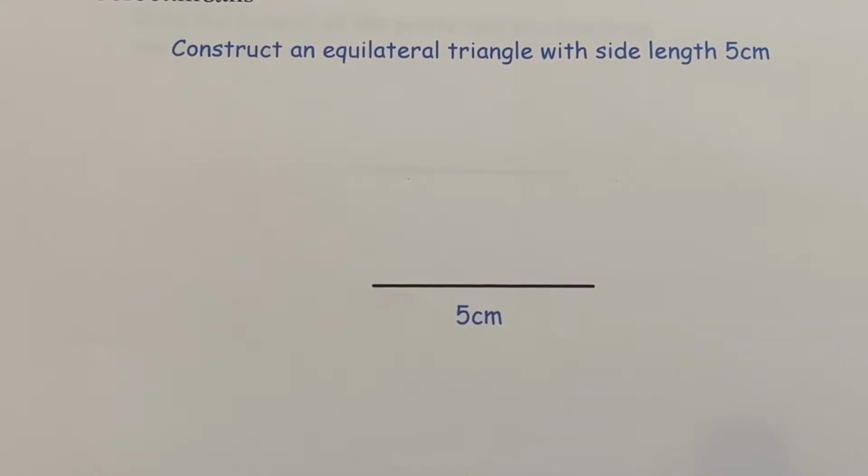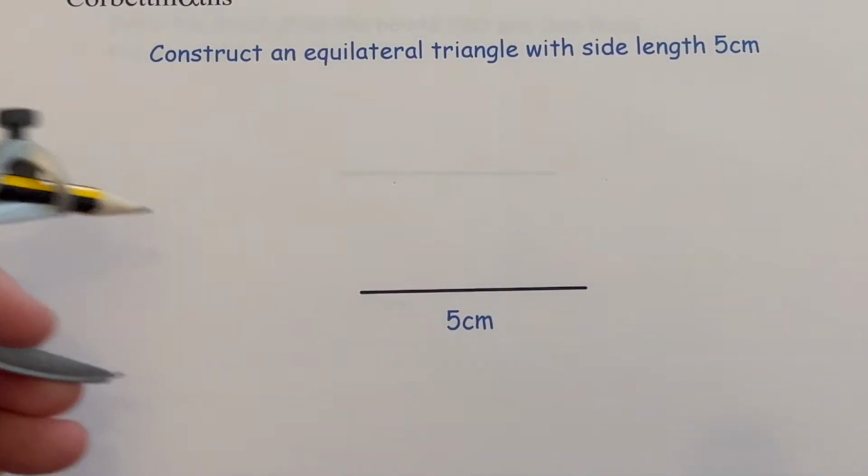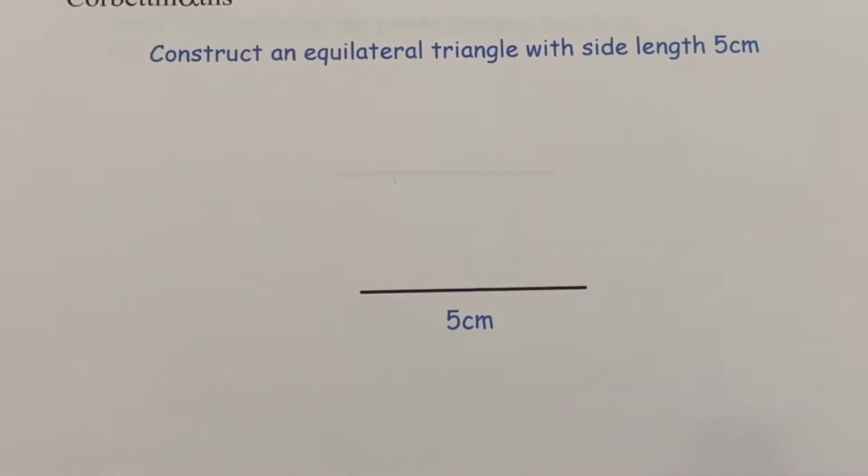So this construction, I like this one. It's to construct an equilateral triangle with side length 5 centimeters. Well, it can actually be an equilateral triangle of any side length. So we're going to get our compass and our pencil. Now, a line's actually been drawn for us in this question, which is quite nice. That line is 5 centimeters long.